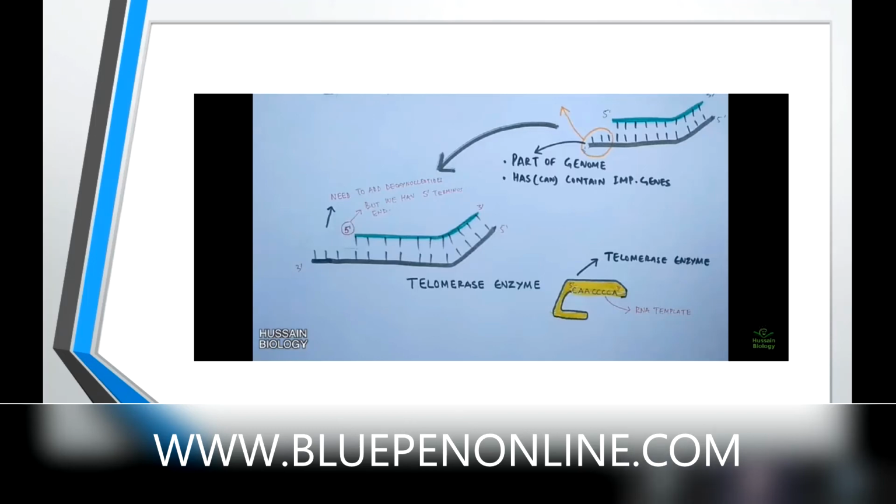Replication needs to add deoxyribonucleotides, but we have only the 5' terminal end, so we can't add deoxyribonucleotides. How can we clear this problem? With the help of the telomerase enzyme. Telomerase enzyme contains one RNA template. The yellow colored part is the telomerase enzyme, which contains the RNA template CAACCCCAA. Any doubt? Next.